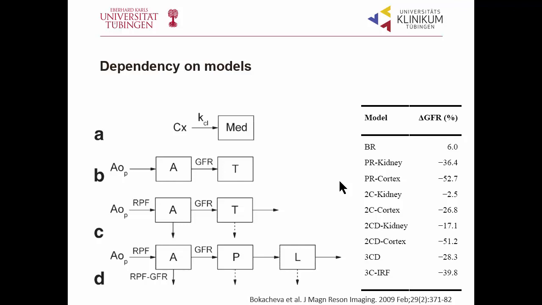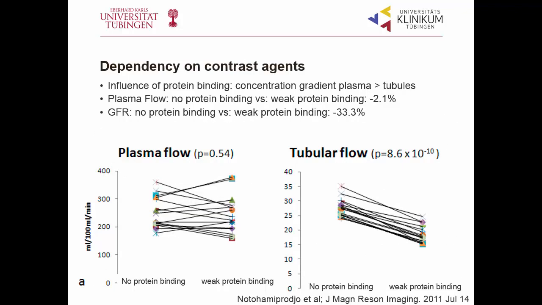And then you're also dependent on the model you used. And this is work from NYU, very interesting, where they have compared 1-compartment models versus 3-compartment models. And just depending on the model you use, you can get a difference of about 50% on the calculated GFR. So we can clearly see that a white paper on perfusion MR with contrast agents is something we should also strive for. And there's also a dependency on the contrast agent you use.